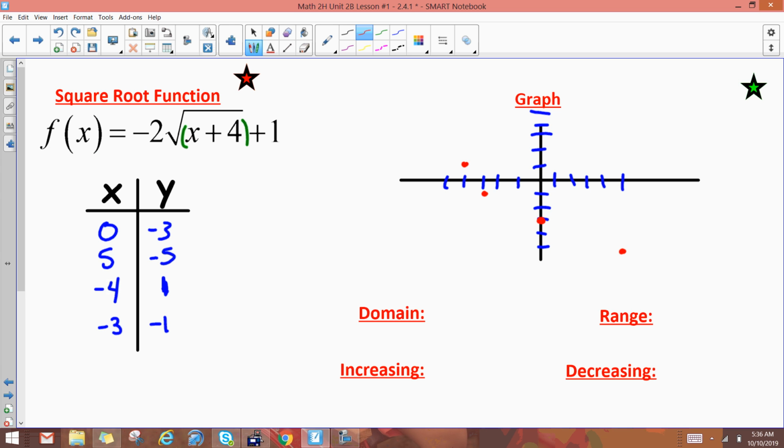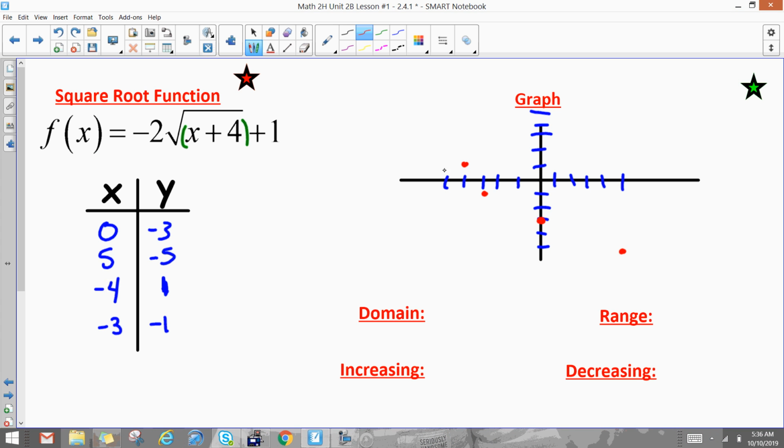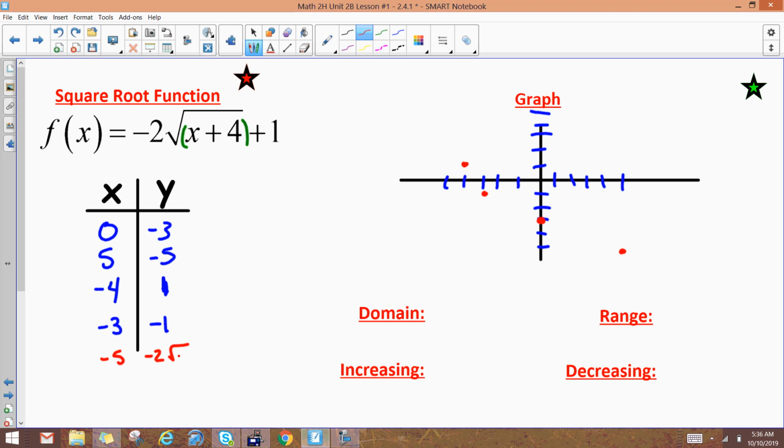So let's think about what this shape looks like. Did I pick the right numbers? Well, what if I tried to pick anything smaller than negative 4? So let's say I put a negative 5 in here. Well, if I put a negative 5 in here, I'm going to get negative 2 times the square root of negative 1, plus 1. So this is going to be imaginary. So if I pick any number smaller than negative 4, I'm actually going to get errors all over here. But if I pick more positive numbers, I'm completely fine going to the right. So this is going to be what the shape of our graph looks like. And it's going to keep going to the right forever.